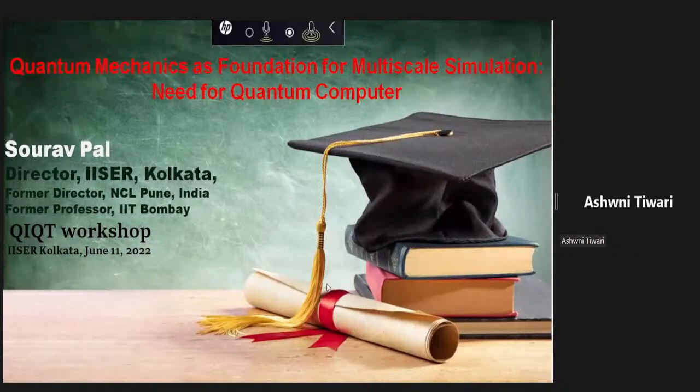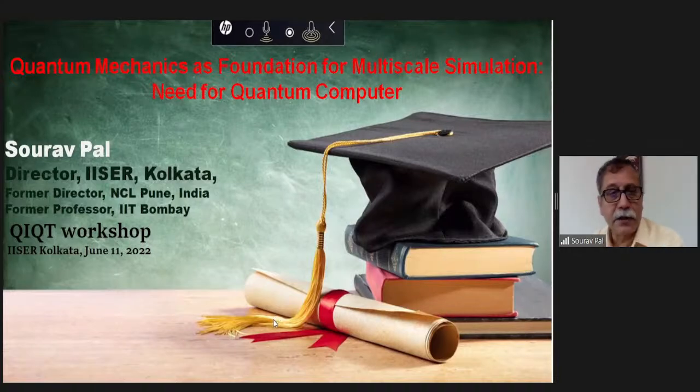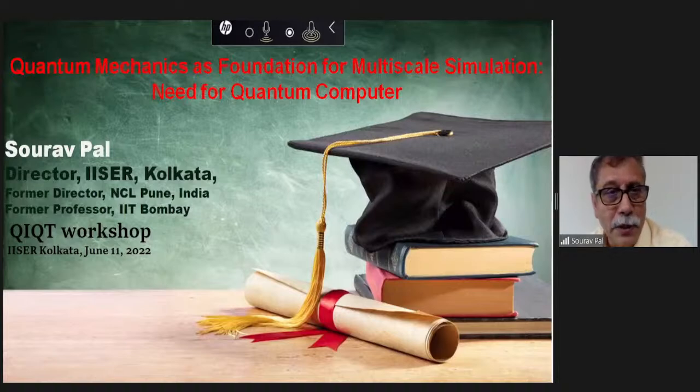Okay. So let me start the talk by first thanking the organizers of the QIQT workshop. Of course, being at IISER Kolkata, I'm also kind of an organizer only. But I'm happy to give this talk on why we need quantum computers in quantum chemistry, which is now moving not only in the regime of quantum length scale, but also at multiple length scales. And this multiscale simulation requires quantum computers.